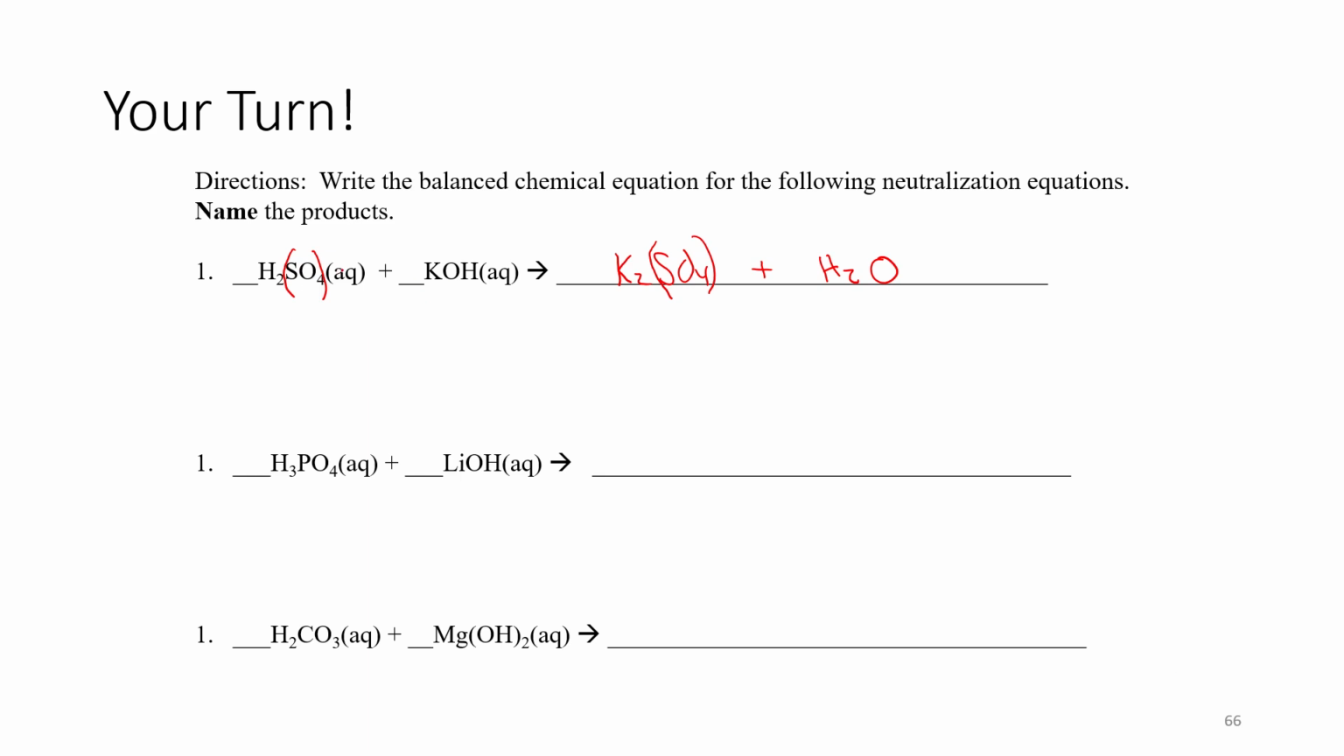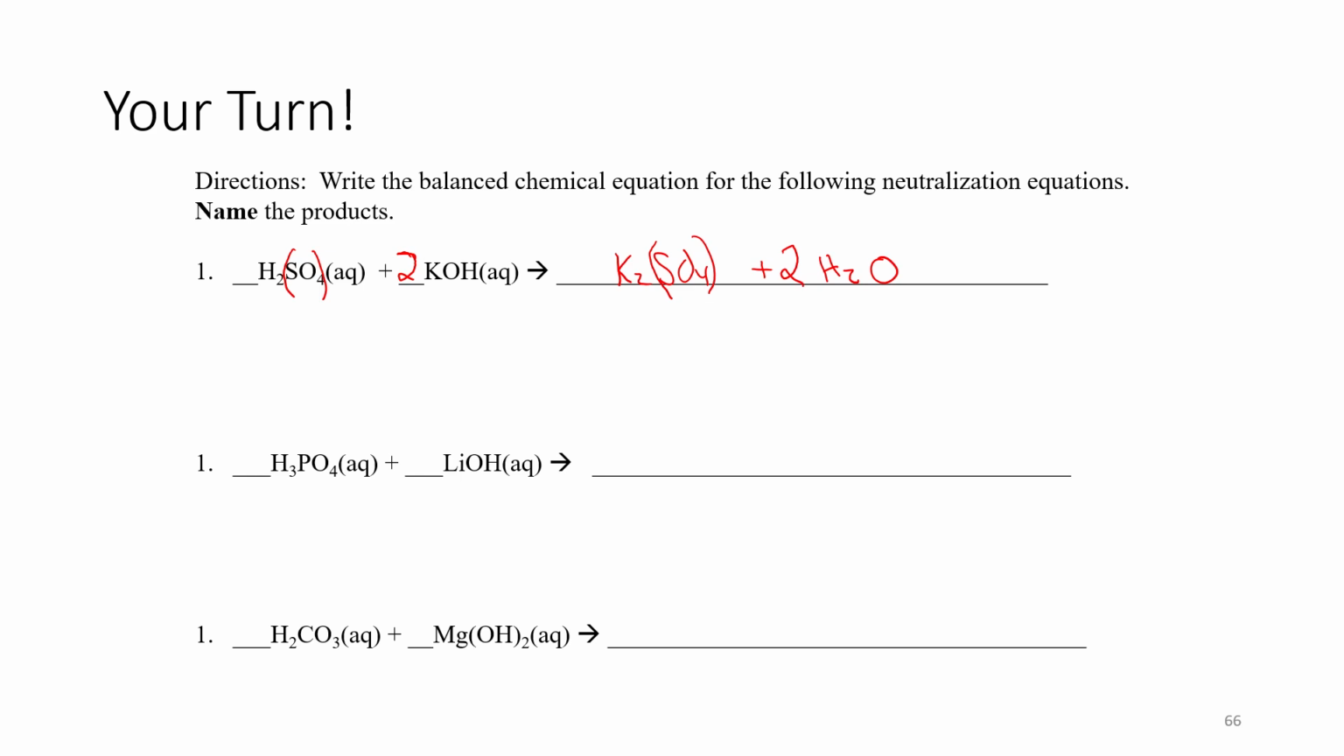The potassium, we have 1 potassium but 2 potassiums. So we're going to have to put the number 2 in front of here. So now we have 2 potassium, 2 potassium. We still have 1 sulfate, 1 sulfate. And now we have 2 oxygen, and we only have 1 oxygen over here. So we're going to put a number 2 here. So now we have 2 plus 2 is 4 hydrogen, and 2 times 2 is 4 hydrogen.